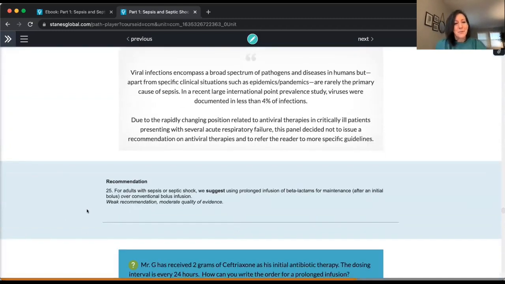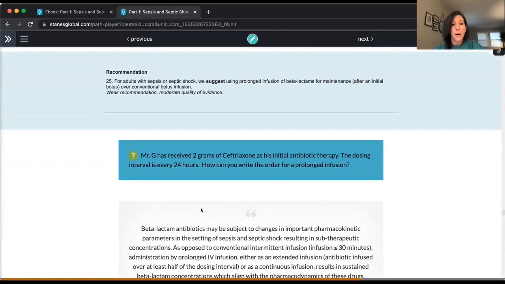Okay. Recommendation 25, for adults with sepsis or septic shock, we suggest using prolonged infusions of beta-lactams for maintenance after an initial bolus over conventional bolus infusion. This is a change even for my practice, in that if you, for example, prescribe meropenem, it's written, for example, 1 gram every 8 hours, you would give a bolus every 8 hours of the 1 gram of meropenem. But what they're saying is when you're using beta-lactam antibiotics, usually that bolus is given in 30 minutes or less. And instead of bolusing beta-lactam antibiotics, we should be running them in over a prolonged infusion or a continuous infusion.